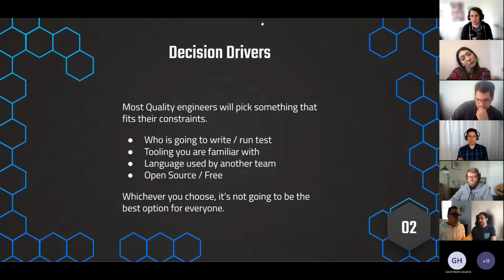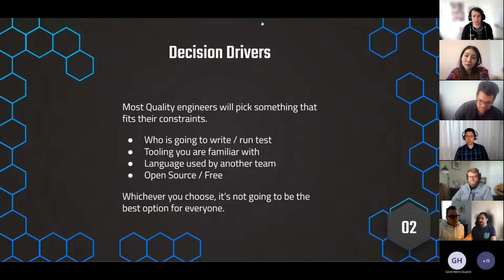Some common decision drivers are: who's going to be both writing these tests and running them? Is it going to be a quality team writing and a development team running? Do you need to make it understandable by both teams? Are developers just going to keep hitting rerun because the debugging messages aren't something they're able to understand, or is it something they know how to work with? Do you use tooling that's familiar to you, or tooling that's familiar to the rest of the team?